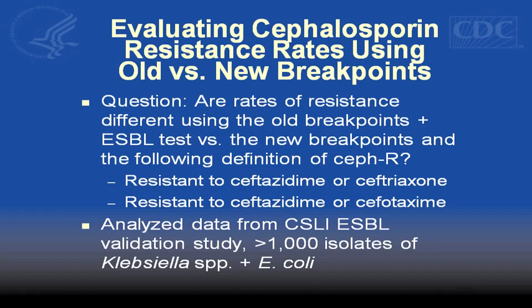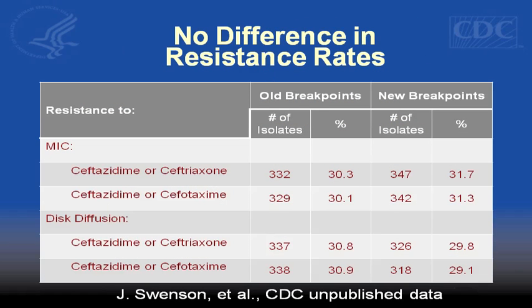So these cephalosporin breakpoint definitions we wanted to test. And to test this, we applied these definitions to the isolates. It was a retrospective data source. These were the isolates that were tested to validate the ESBL confirmatory test for CLSI. And basically, this is the analysis we did. We asked whether resistance rates using these definitions would differ using different breakpoints. And the isolates were the isolates from the CLSI ESBL study. And this is the result of that analysis.